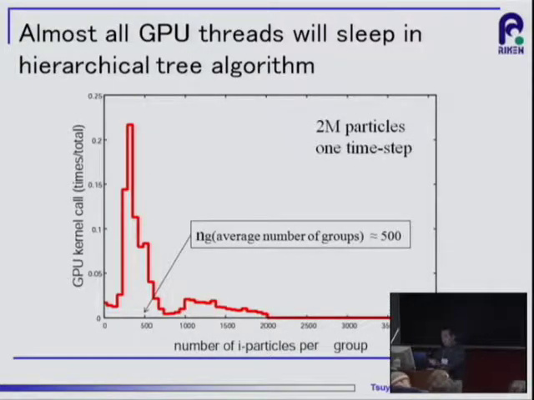The histogram shows the number of i particles for each GPU core and the ratio in the tree algorithm with 2 megaparticles. In the tree algorithm, neighboring particles are grouped and one interaction list is shared among the particles in the same group. Forces from particles in the same group are directly calculated on GPU. The tree algorithm reduces the calculation cost of the host computer by roughly a factor of ng, where ng is the average number of particles in a group.